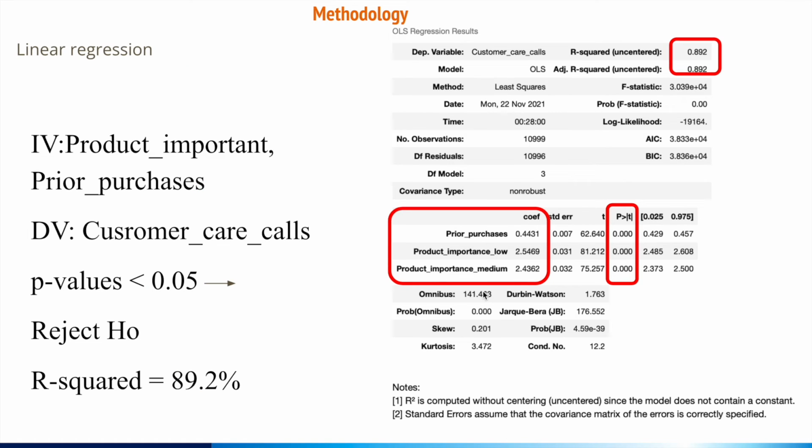Now I will try to use linear regression to find the relationship between product importance and prior purchases with the dependent variable customer care calls, and the table shows us a p-value smaller than 0.05 and R square is 89.2%. It means we have a good relationship, and we can use the independent variables to explain customer care calls.